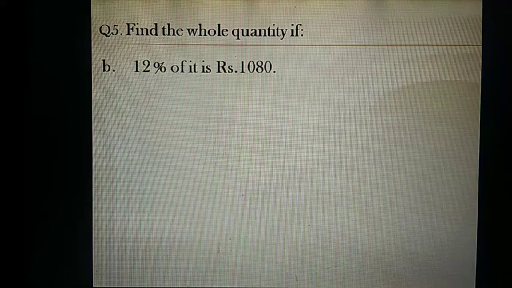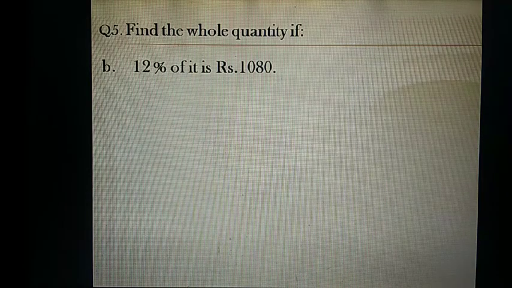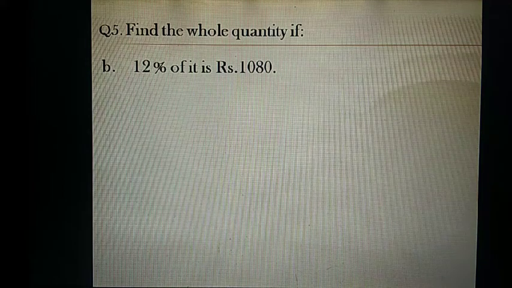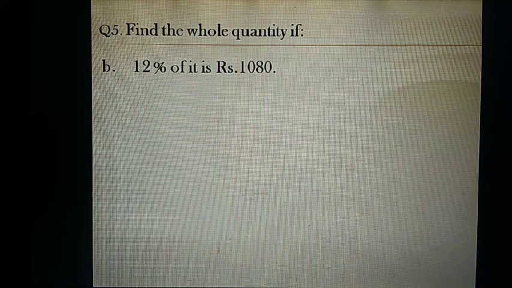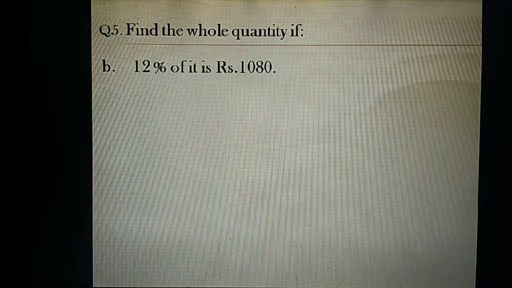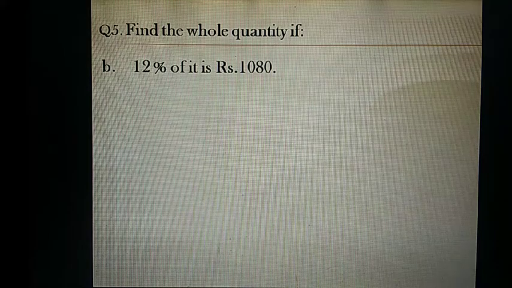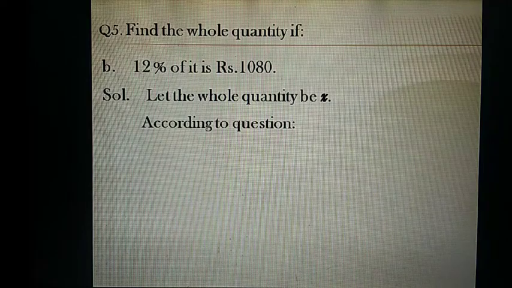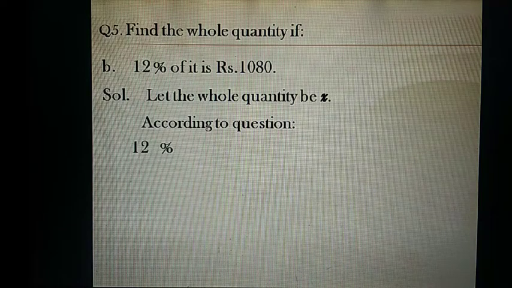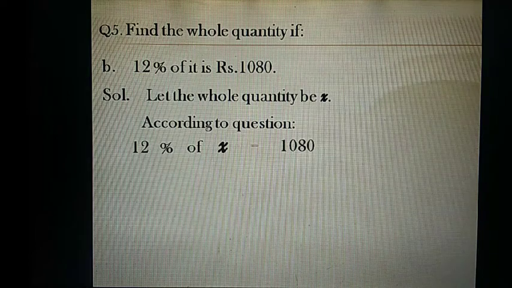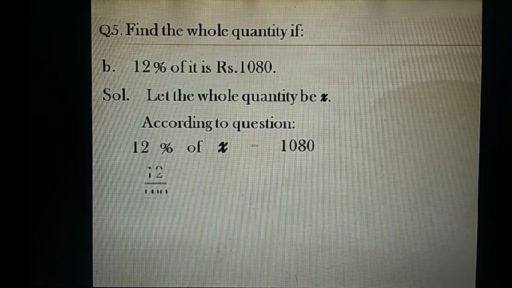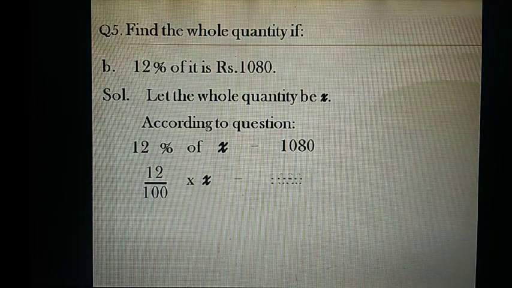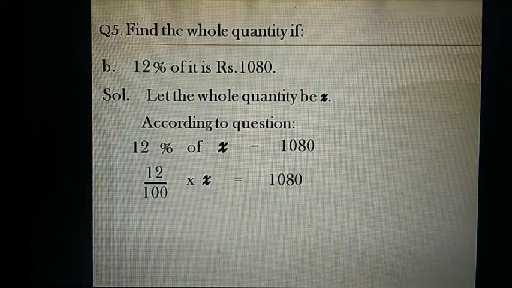Moving to next sum. 12% of it is rupees 1080. Again, you have to find the value such that 12% of it will give you 1080 rupees. So let the whole quantity be x, and then according to the question, 12% of the whole will give you 1080. 12% means 12 upon 100. Of x means multiply x, and 1080 will come as it is.